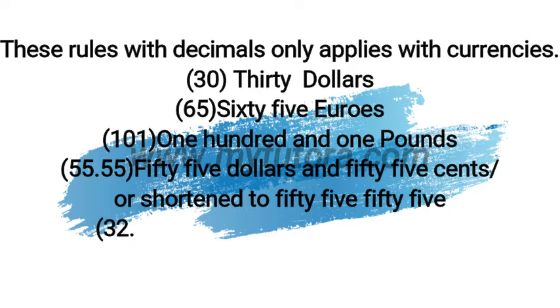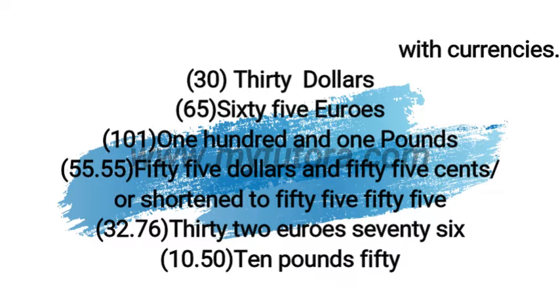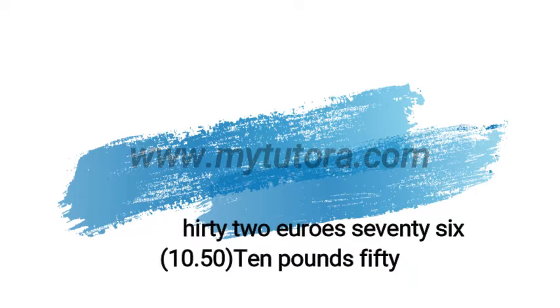For example, $30, 65 euros, 101 pounds, $55 and 55 cents, or shortened to 55.55. 32 euros 76, 10 pounds 50.